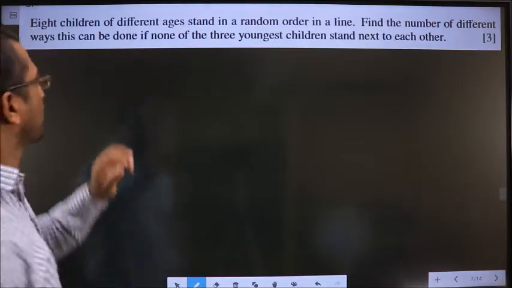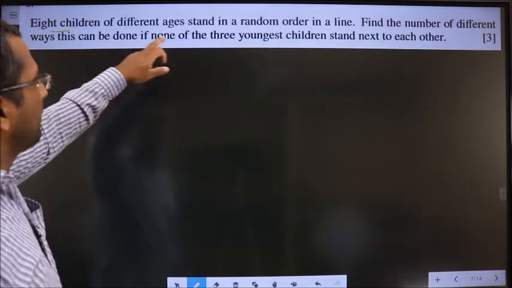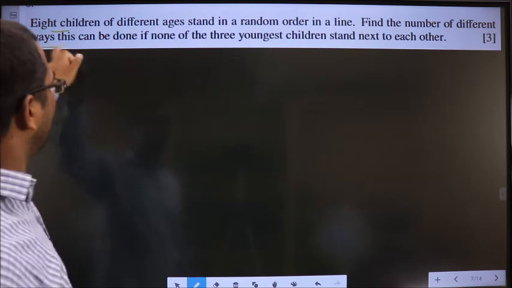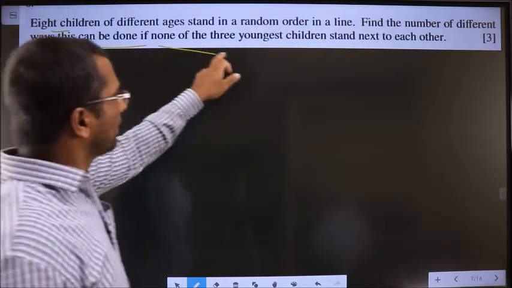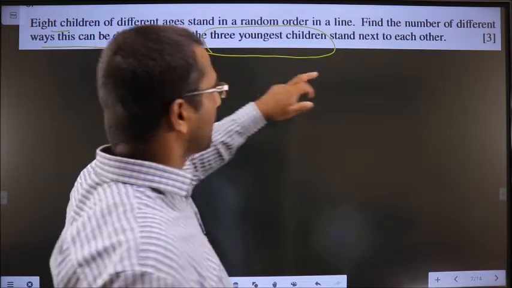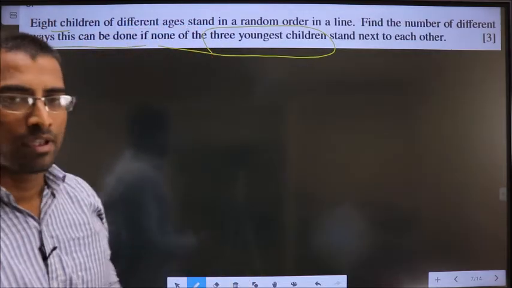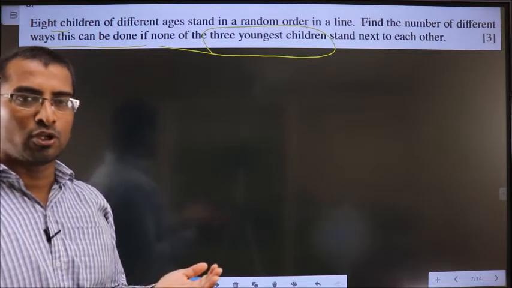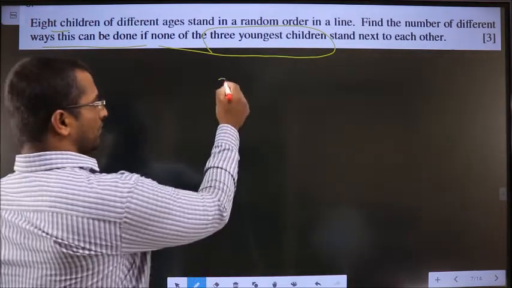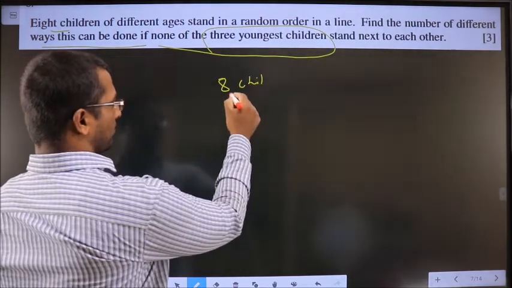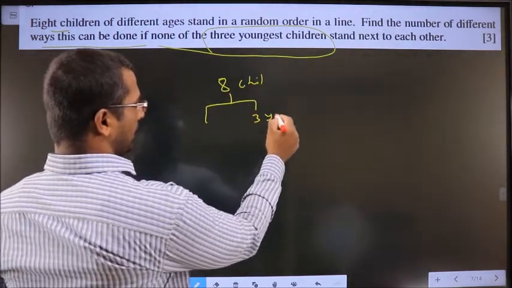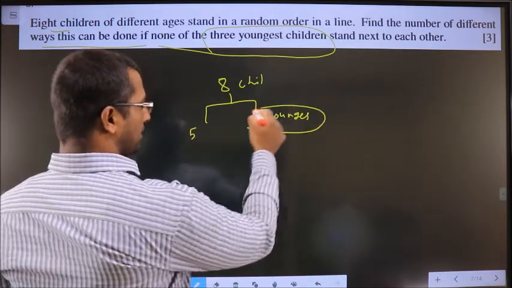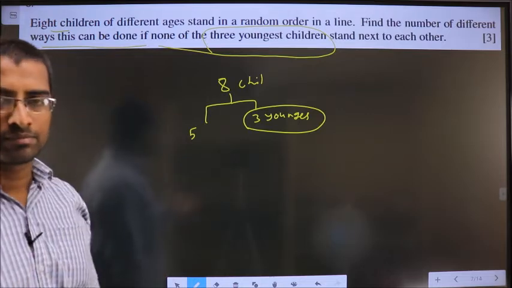Question 2. 8 children of different ages stand in a random order in a line. Find the number of different ways this can be done if none of the 3 youngest children stand next to each other. There are 8 children given. Condition is the 3 youngest should not be together. From the 8 children, 3 youngest, others are 5. These 3 should not be together.